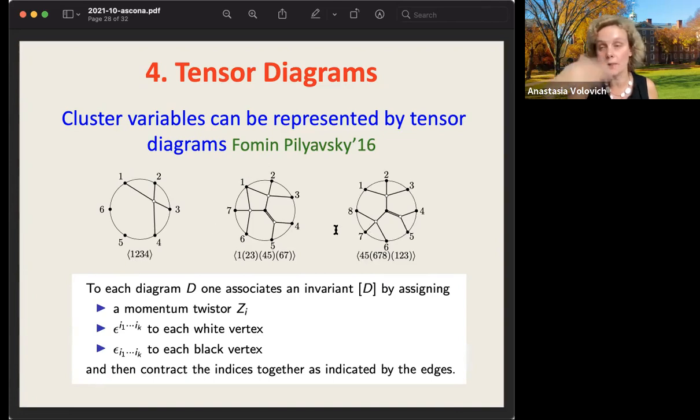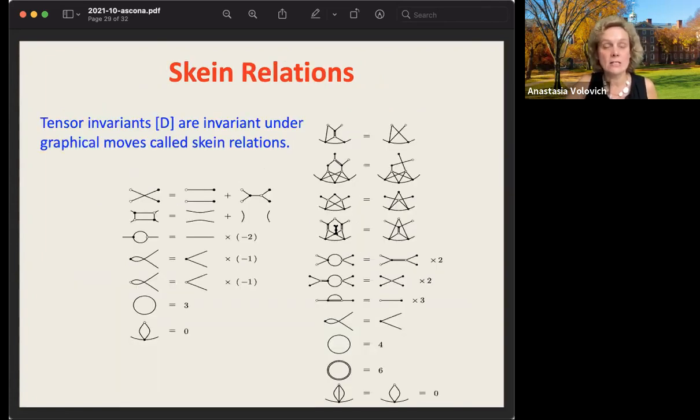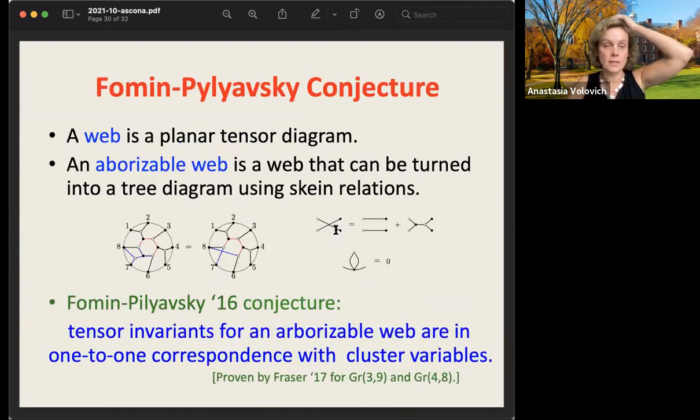So for example, here is just 1, 2, 3, 4. Here it gets more complicated. Again, these are objects studied by mathematicians. And these tensor invariants are invariant under some graphical moves called skein relations. I don't want to go into detail, just present them. The main statement is the following. You take a web, which is a planar tensor diagram, and then you take a reducible web, which is a web that can be turned into a tree diagram using the skein relations. For example, I drew here a tensor diagram. Using skein relations, you can turn it into something like that. And the statement is that tensor invariants for a reducible web are in one-to-one correspondence with cluster variables. That's the main conjecture by Fomin and Pylyavskyy.